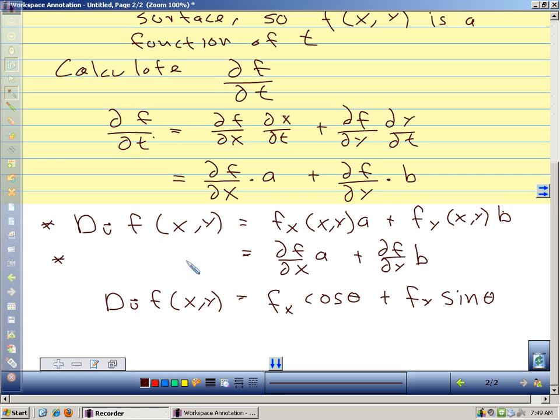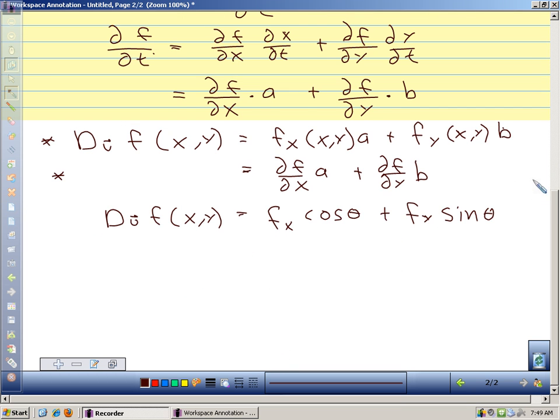Now, if we look at this expression for the directional derivative, df dx times a plus df dy times b, and a and b are the components of a vector, what kind of vector quantity does this look like? This looks like a dot product. If a and b are the x and y components of a vector, and we think of df dx and df dy as components of another vector, this looks like a dot product.